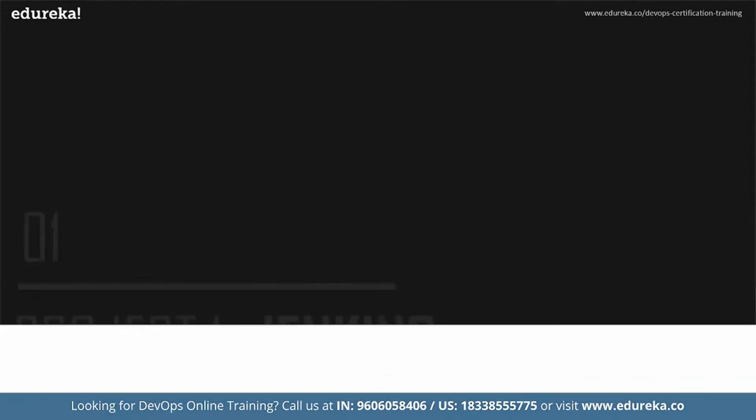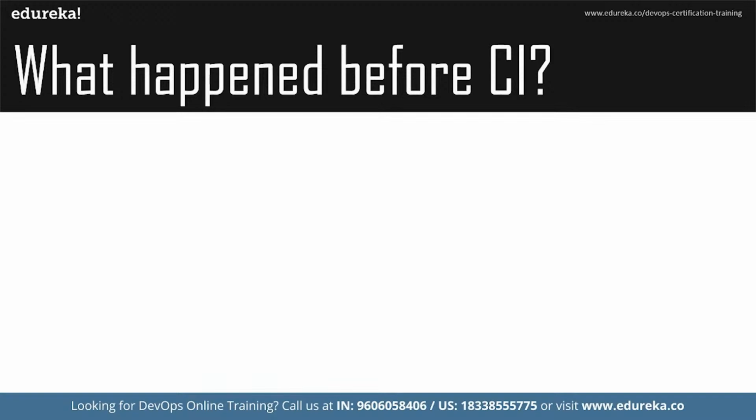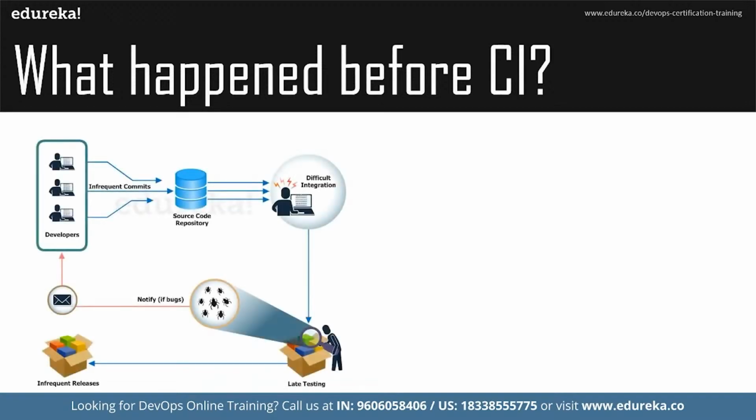So first of all, let's move forward by understanding why do we need continuous integration. This is how a process looked like before continuous integration. Over here, you can see that there's a group of developers who are making changes to the source code that is present in a source code repository. Now, this repository could be a Git repository, a Subversion repository, etc.